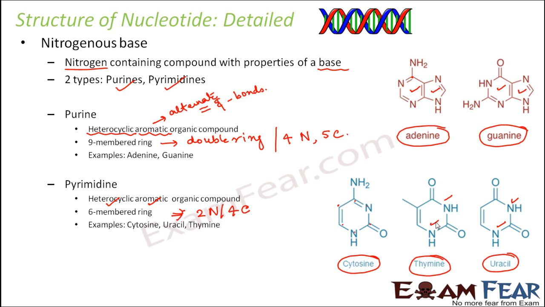Now the question is, how are these 3 components joined to each other? In order to join any 2 parts chemically, what do we need? We need a bond. So let us talk about the bond which is present between the nitrogenous base, the sugar, and the phosphate.